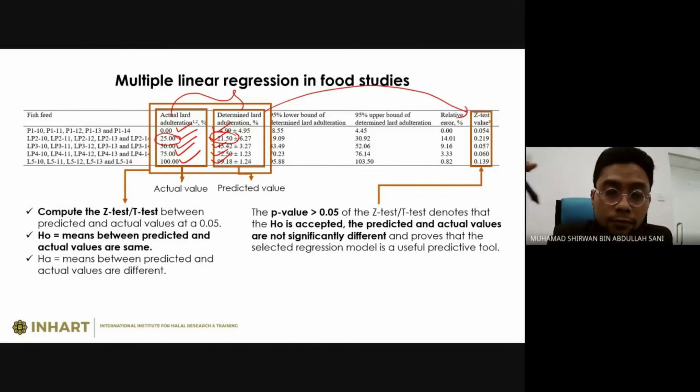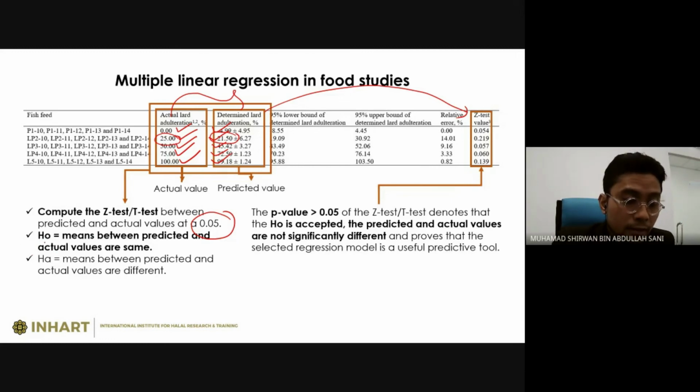Samples, and if you have more samples, we can identify that as a Z-test. So we compute the Z-test and T-test between the predicted and actual values at the 0.05 significance level. Then we try to evaluate using the null hypothesis and the alternative hypothesis.